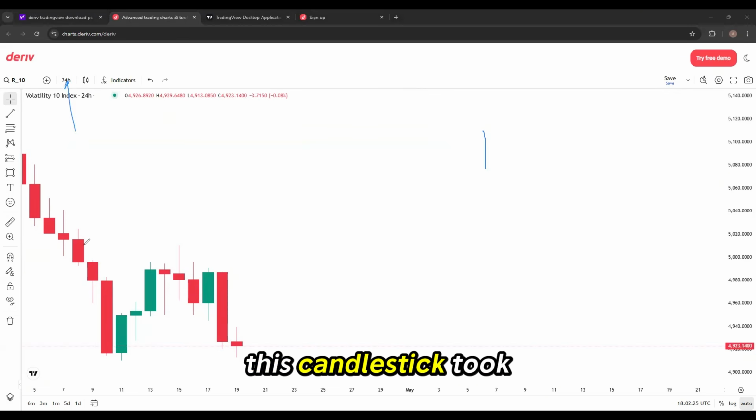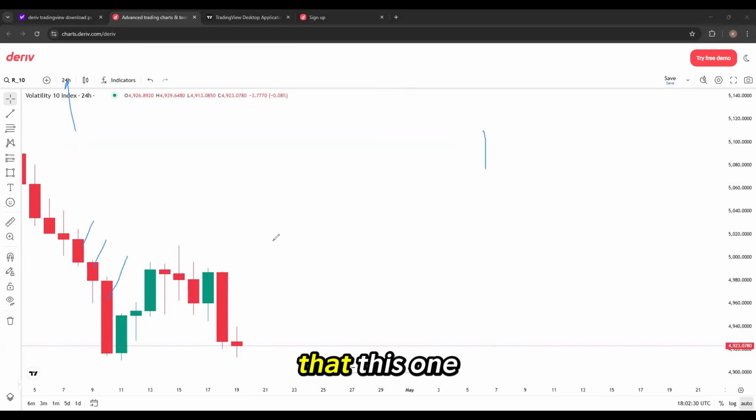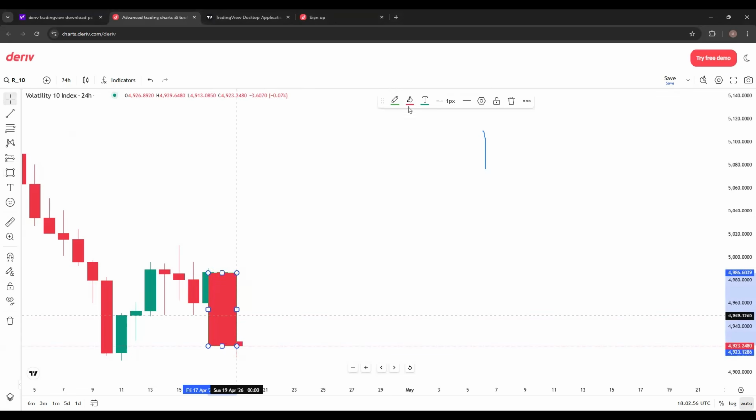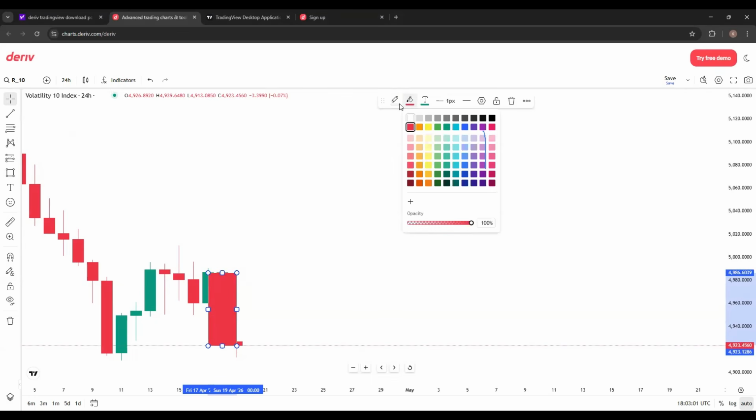This candlestick took 24 hours, this one took 24 hours, this one took 24 hours, meaning that this one here also took 24 hours. And this one here hasn't closed yet because it hasn't surpassed its 24 hours. So for us to understand this concept that I'm talking about here, let's mark this candlestick here. All right, let me do this. I want to fill it.